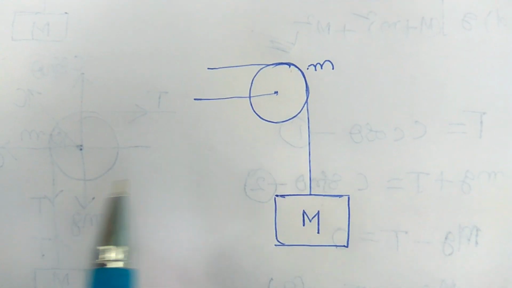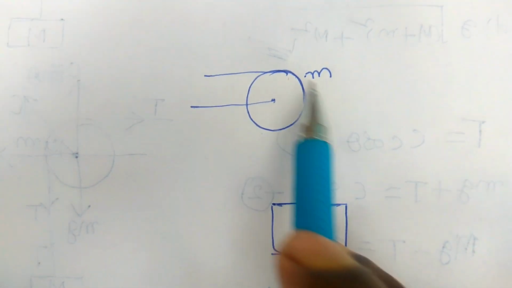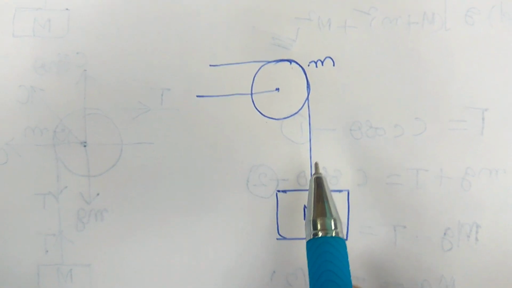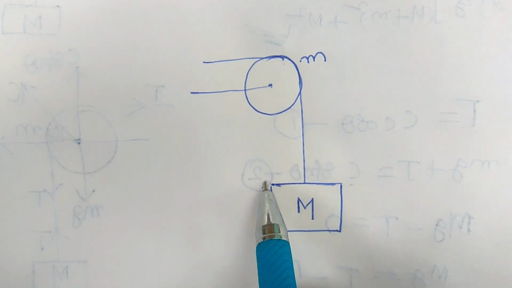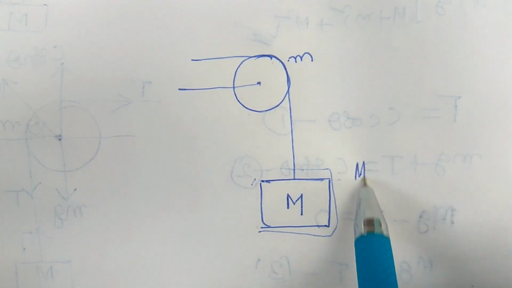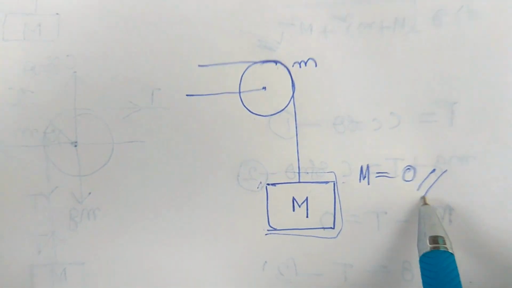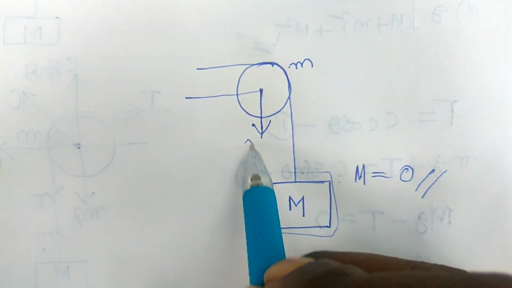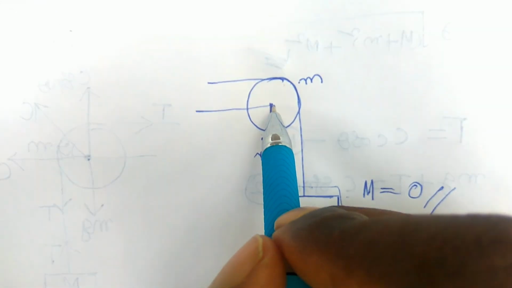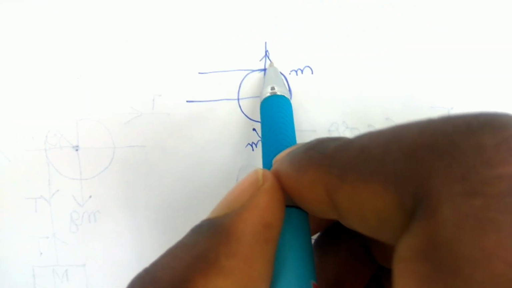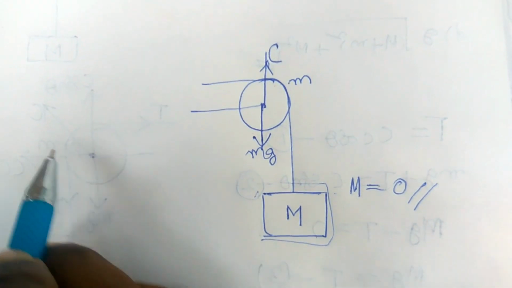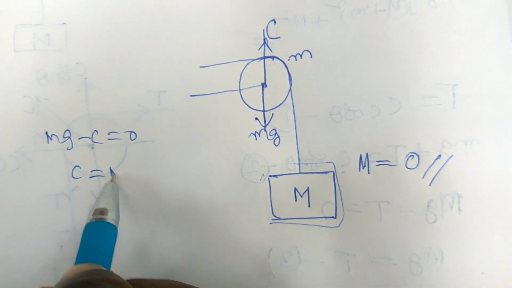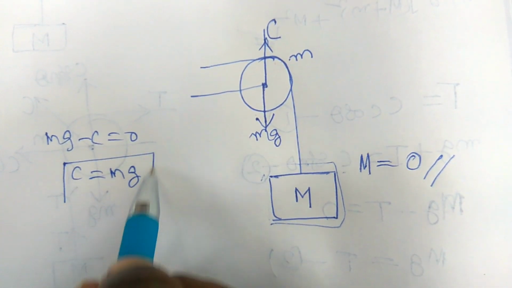Now students, coming to our trick. So here this is our free body diagram which was given. Here we need to think about the mass of the block, as if there is no mass of the block. If capital M is equal to 0, if there is no block, then this mg will be acting downwards, and this is the force acting by the clamp on the pulley, that is C, where we can write mg minus C is equal to 0, so C is equal to mg. So this is the answer, C is equal to small mg.